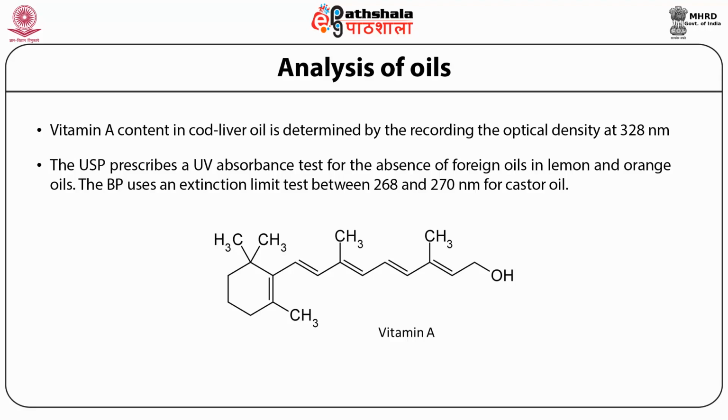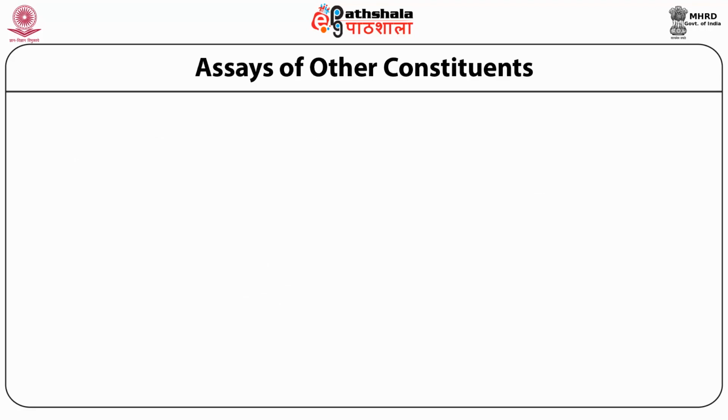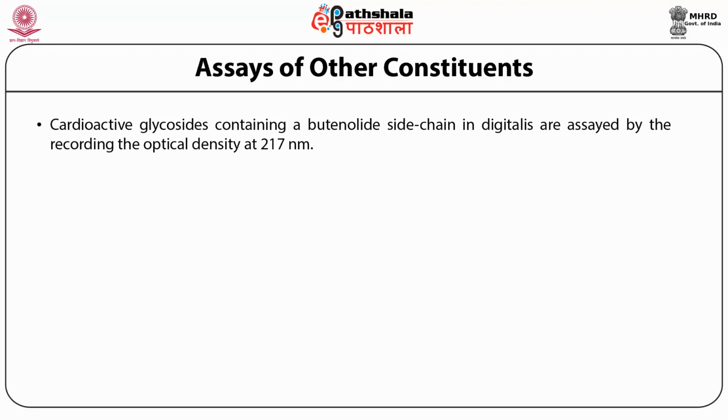In the same way, the British Pharmacopoeia also prescribes the use of extinction limits for the analysis of castor oil at 268 and 270 nanometers. These are some of those assays for other constituents which are carried out by UV spectrometry. Number 1 is cardiac glycosides containing a butenolide side chain that are present in digitalis, which can be assayed by recording the optical density at 217 nanometers.